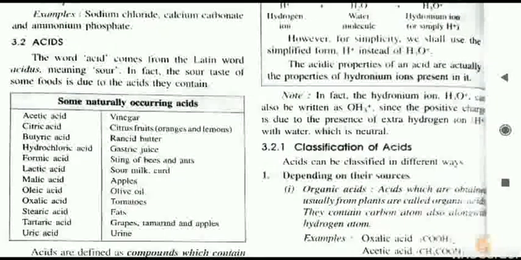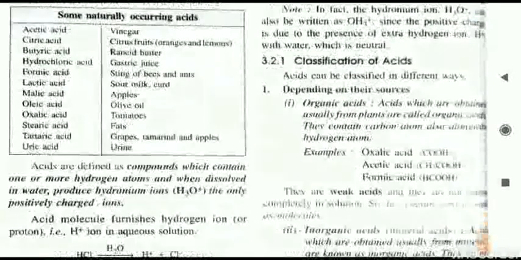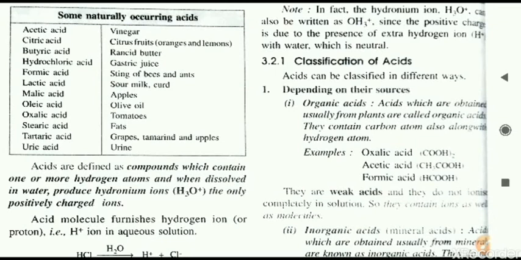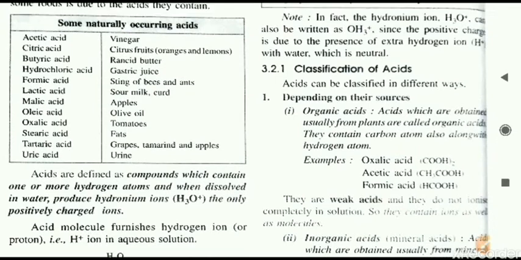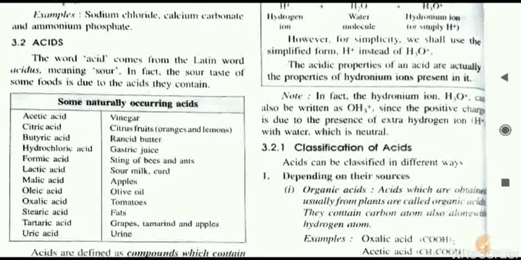Having discussed the acids, the definition you have to learn here: the compound which contains one or more hydrogen atoms, and when dissolved in water they will produce hydronium ion. Those kinds of compounds are called acids.